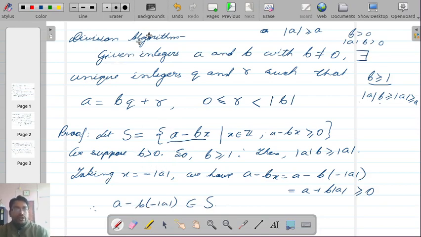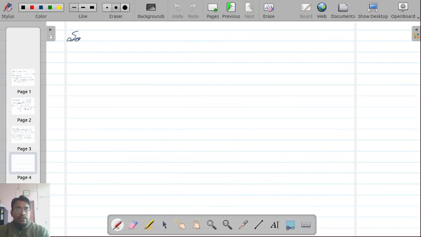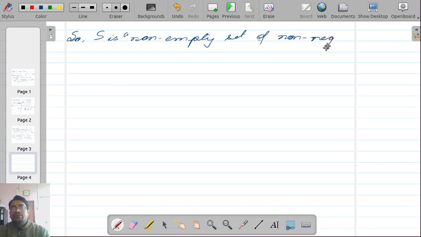So we have got that S is a non-empty set. So S is non-empty. So what can we say? We can say that S is a non-empty set of non-negative integers. By definition we have taken only non-negative integers.